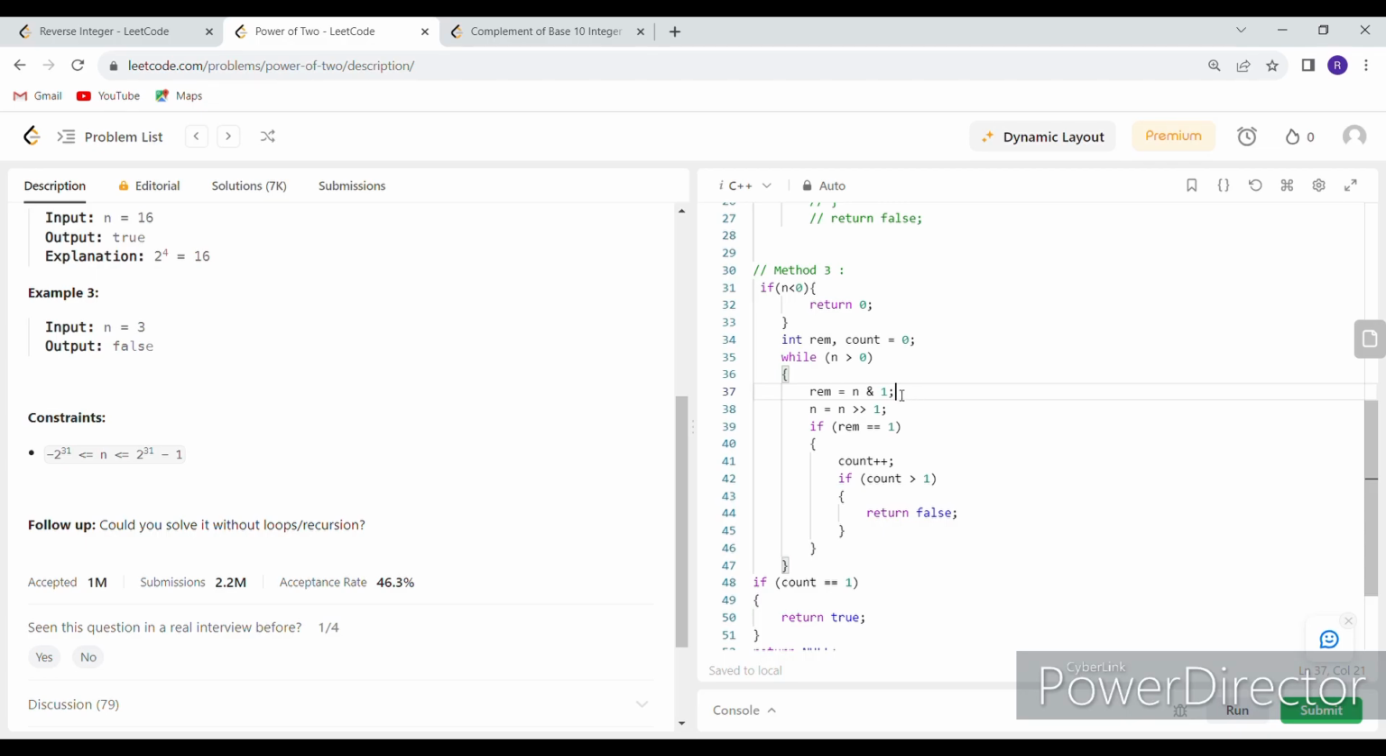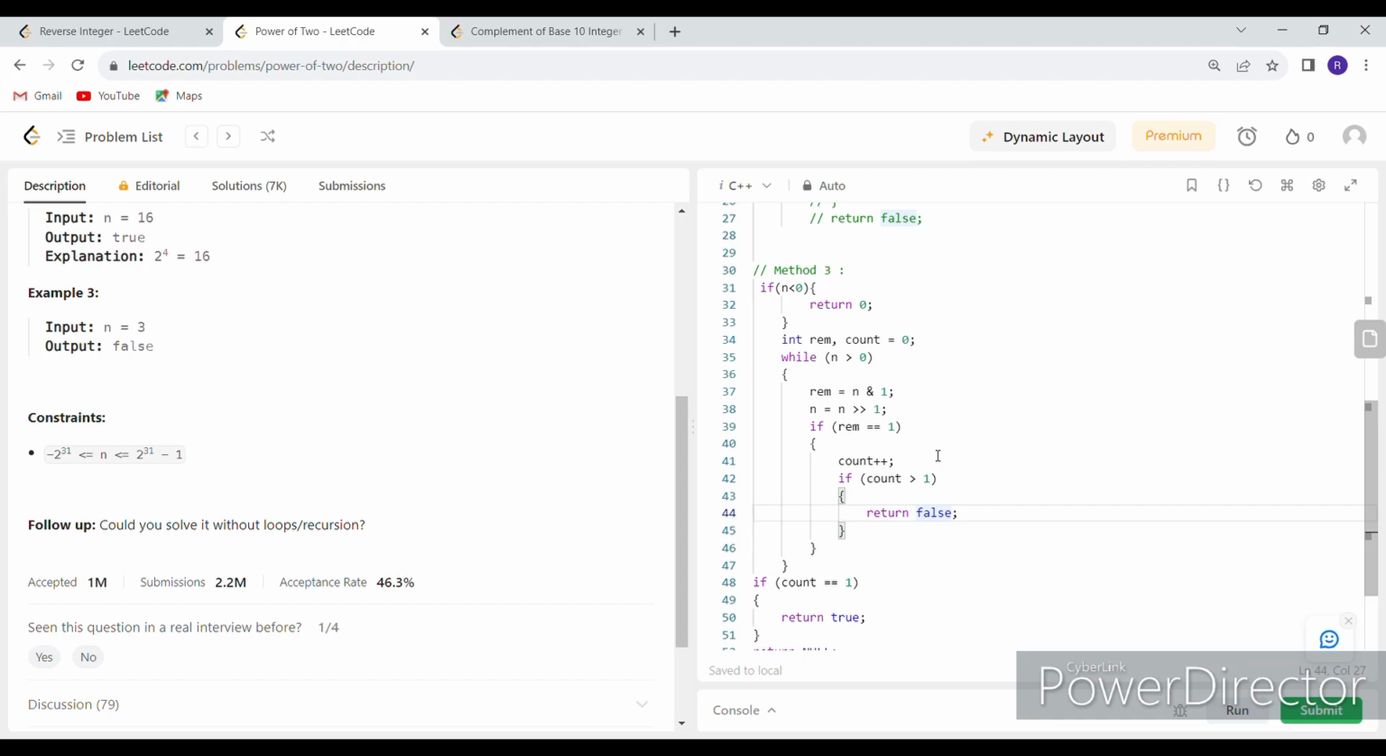Okay, so I am finding the last bit by doing n and 1. I will find the last bit and store it into the variable rem and then right shift. Now I will check whether the last bit which I got is equal to 1 or not. If it is equal to 1, then I'll increment the count. After incrementing the count, I'll check whether this count is exceeding the value of 1. If it is exceeding 1, then I'll simply return false because we just want the count as 1.